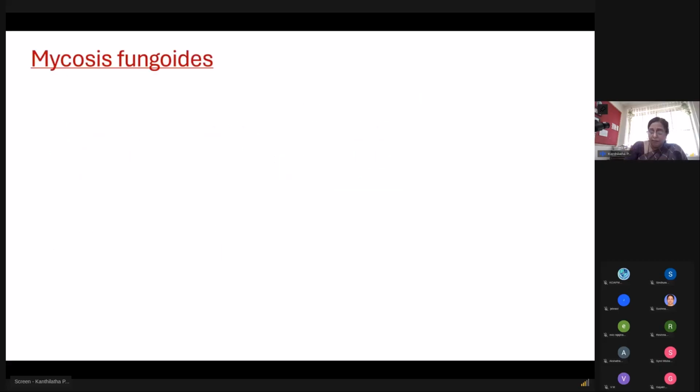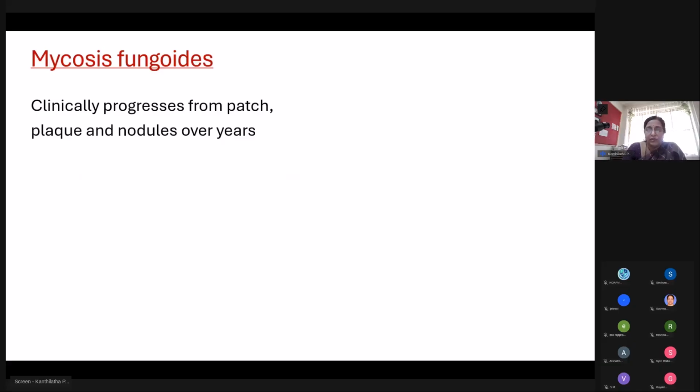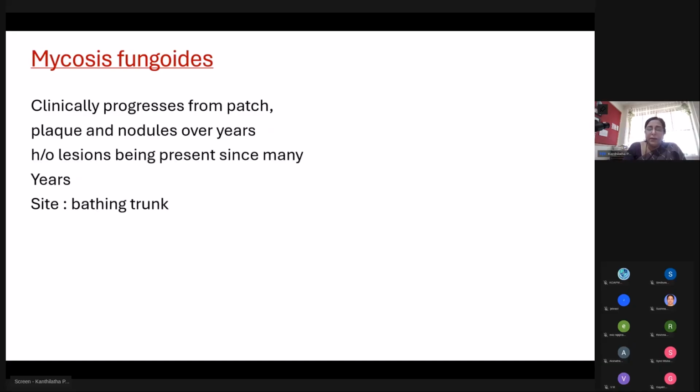Now, mycosis fungoides clinically progresses from patch to plaque to nodules. In our case, the patient gave a long history of the lesions progressing slowly over many years. So that is something which goes in favor of a mycosis fungoides, unlike anaplastic T cell lymphoma that was the other differential. So the patient had this history for many years. Typically, mycosis fungoides occurs in the bathing trunk distribution, whereas in our case, the lesions were mostly in the extremities.